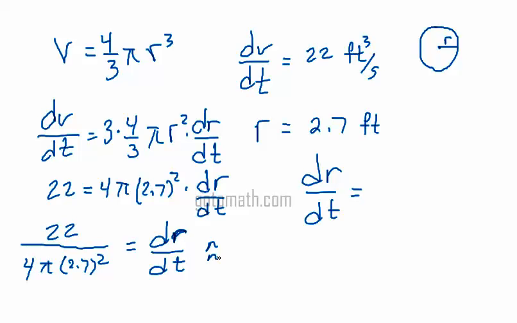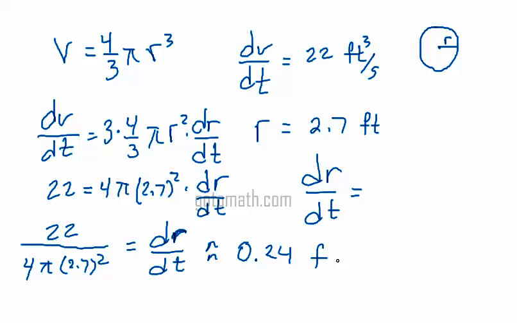Now it said approximate to 2 decimal places, so we'll want to do that, and I'm going to cheat and plug that into a calculator, if you consider that to be cheating. 4 pi times 2.7 squared. Okay, let's see what I get. And I get 0.24, and then it says 0.15, but we can just stop right there. So dr over dt is 0.24.